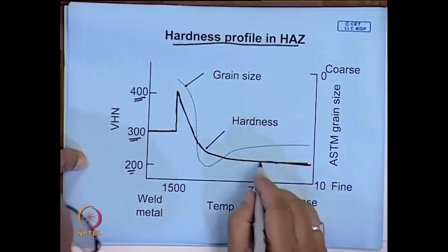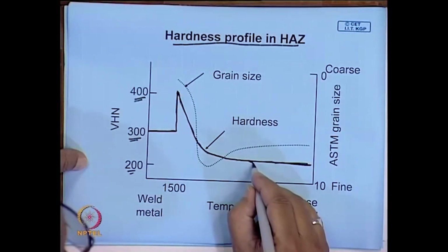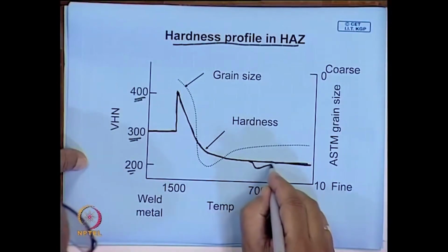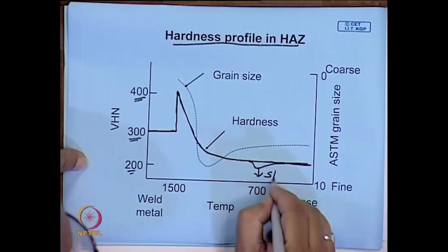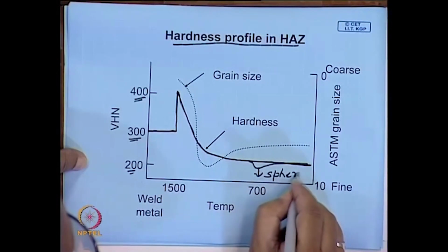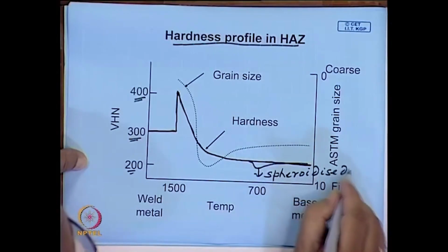In certain cases, around 700, 750, depending on the initial structure, there may be a dip observed also. This is because of spheroidized structure.